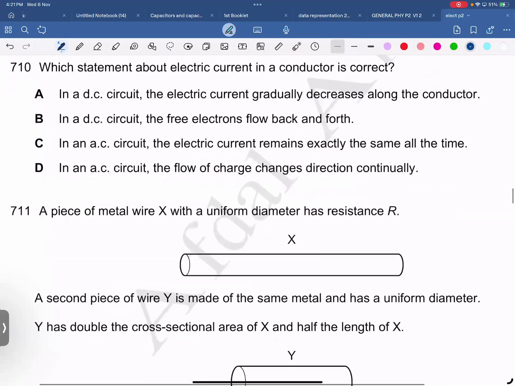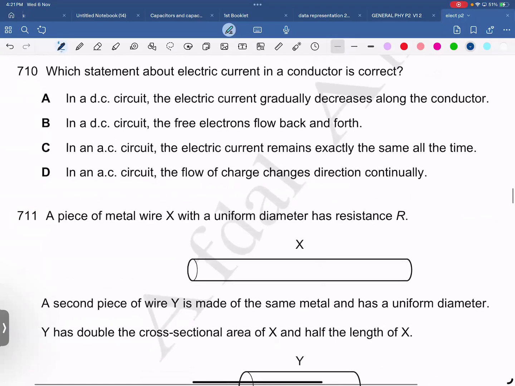Question number 10. Which statement about electric current in a conductor is correct? So let's read. In DC circuits, electric current gradually decreases. DC is direct current. It always flows in one direction. There is no reason the current keeps decreasing. Current can only keep decreasing if you increase the resistance or decrease the voltage. Option A is wrong.